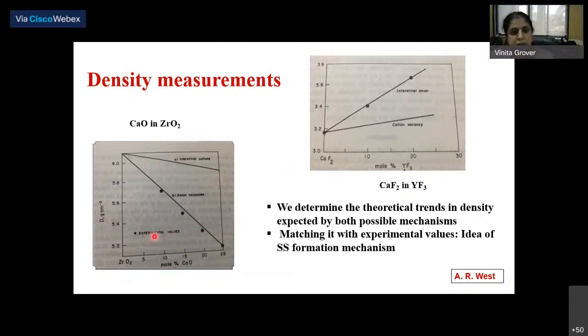Then whichever curve they match with will tell me what is the mechanism of solid solution formation. So here, as we can see, and we know also that in ZrO2, the solid solution formation mechanism is anion vacancies, whereas in CaF2 and YF3, what we have is the interstitial anion, that is anion excess that is happening here. Okay. So these were the methods by which we can study our solid solution.